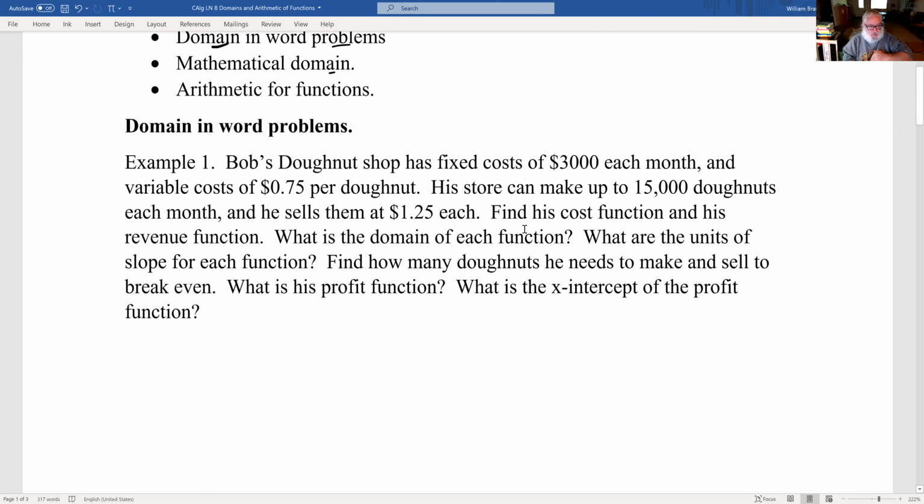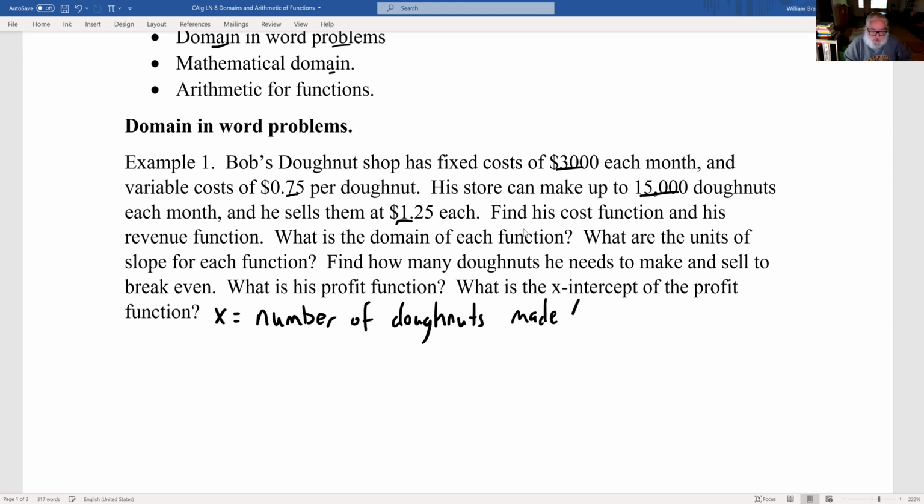So here's Bob's Donut Shop, fixed cost of $3,000 each month, variable cost of 75 cents per donut, or $0.75. He can make up to 15,000 donuts each month, sells them at $1.25 each. So what's his cost function? So we need variables, and X is the number of donuts made, and we're assuming that he sells all the donuts that he makes, right?